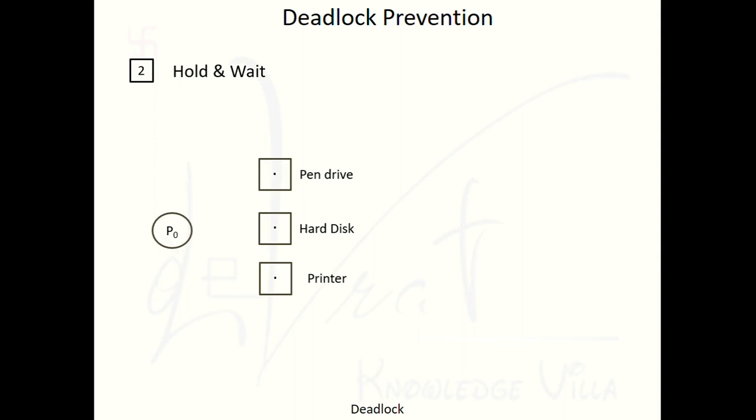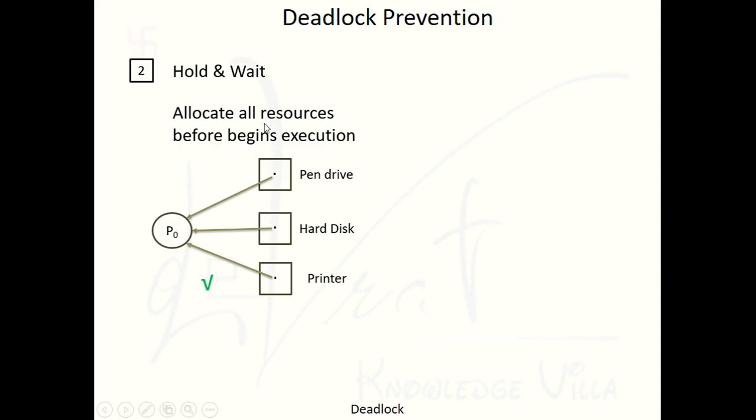So the first fundamental is there. Before starting the execution of process P0, if we know how many resources are required by process P0, suppose we know there are 3 resources required, then in parallel at a time we will allocate all the resources to process P0. Get it? So it is possible to allocate all the resources at a time, and this situation we call allocate all resources before beginning execution.